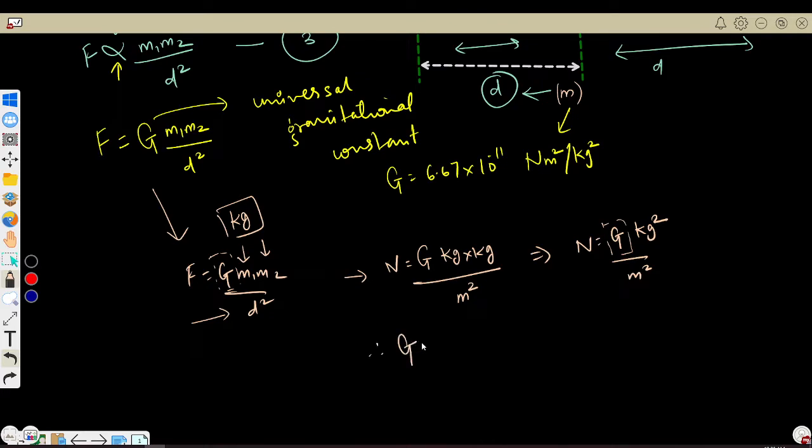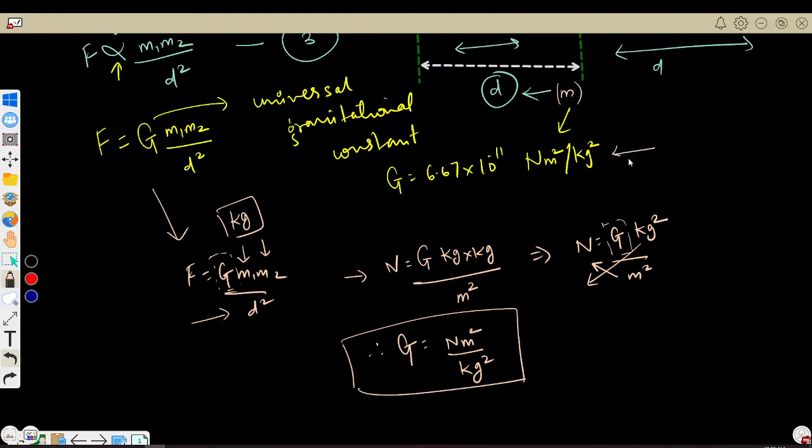Therefore, the unit of capital G turns out to be m square will be multiplied with Newton. So Newton meter square, and this kg square will move into the denominator position. So this is Newton meter square per kg square. This is how we derive the unit. If you want, you can just remember this unit, and if you want, you can understand how to derive this.